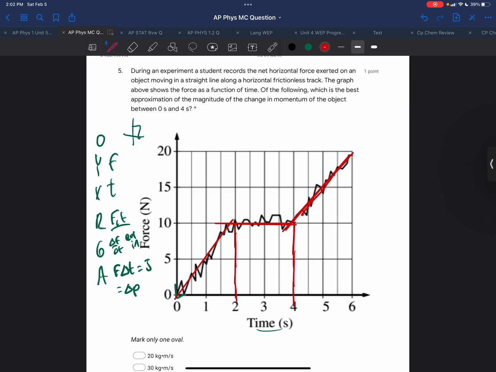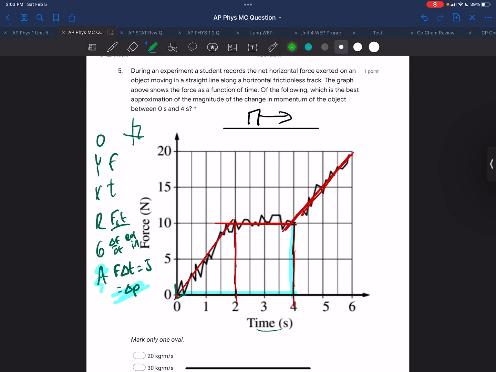All right, so now let's read the question, see what's going on. Net horizontal force acting on an object in a straight line, horizontal frictionless track. So we have object moving, and that's the force. So what is the magnitude of the change in momentum of the object from 0 to 4 seconds? So now we are looking at this, up to 4 seconds. Now we want the change in momentum. Well, that's easy. That's the area.